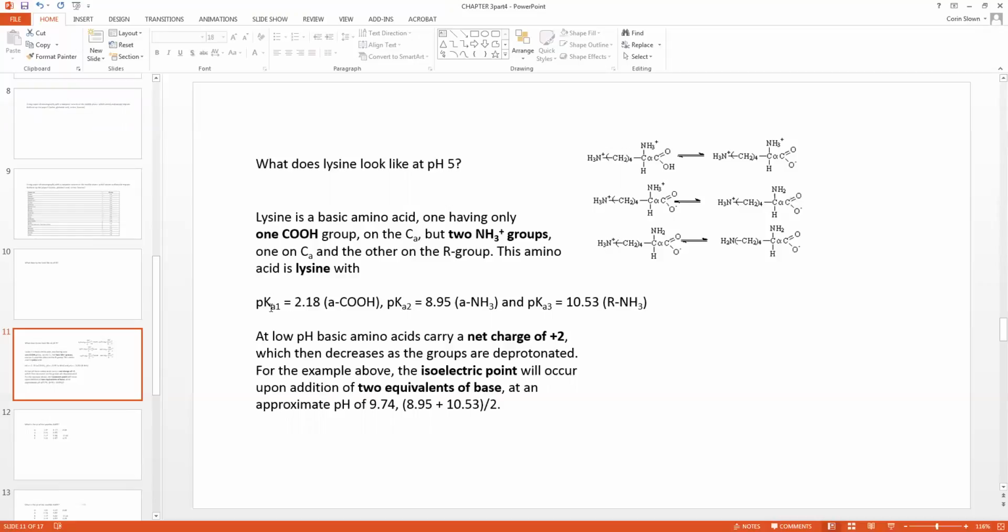And then my last deprotonation is the other amino on the R group of the lysine. So if you take a look at your pKa's, 2.1, 8.95, and 10.53, I can actually see when I'm going to see those protons removed. So at a low pH, basic amino acids are going to have a net positive charge, and that's going to decrease as those groups are deprotonated. And the isoelectric point in this case will occur at approximately a pH of 9.74, which I can determine based on my 2 pKa's.